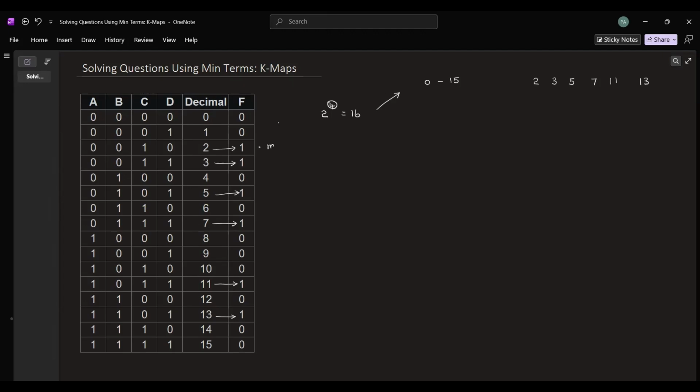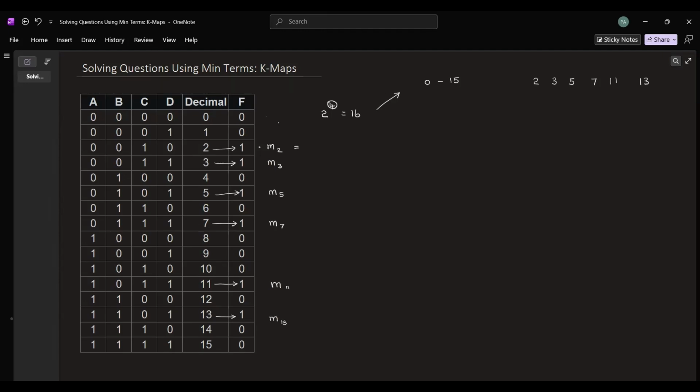This is the min term 2 actually, because this is m0, this is m1, so this is m2. We can name it m2 for our ease. This can be given as m3, this can be given as m5, and this is m7, then m11, and finally we have m13.